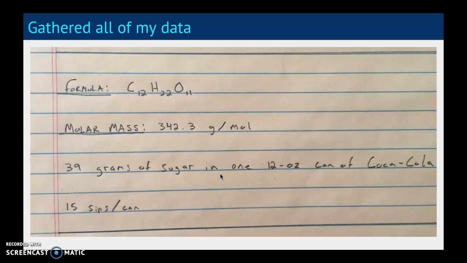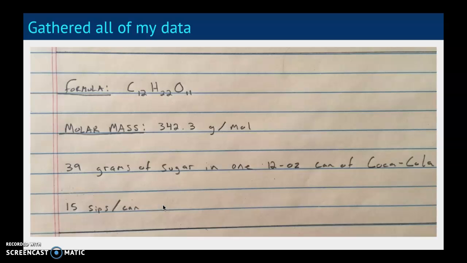This is all my data. So I've got the formula right up here. I've got the molar mass right down here. I know that there's 39 grams of sugar in one 12-ounce can, and I know that it takes me 15 sips. Now, how could I figure out one of these things?